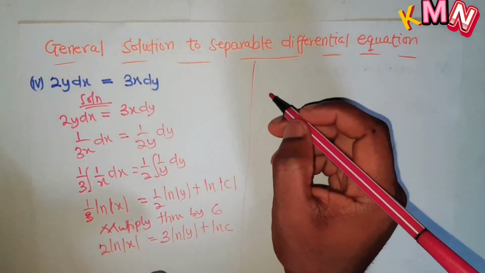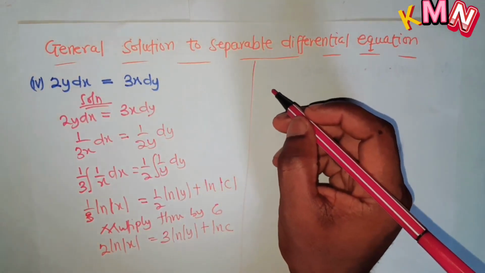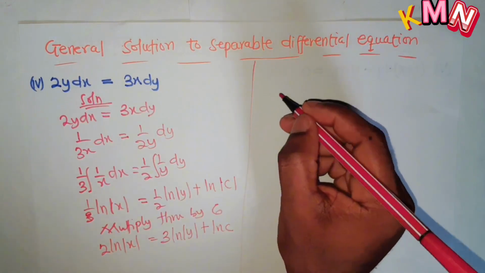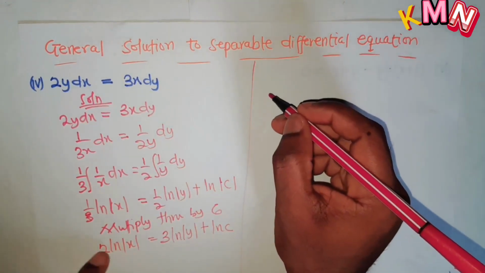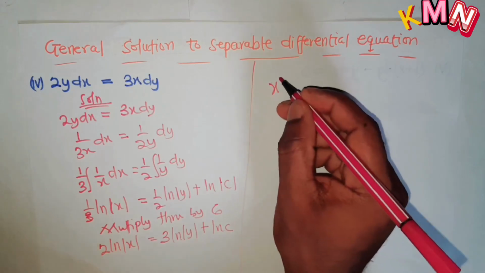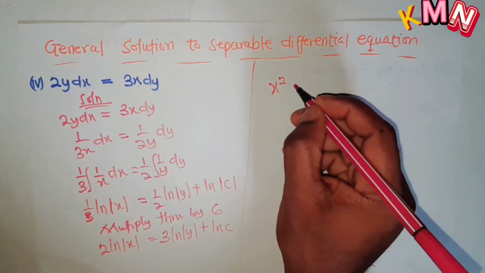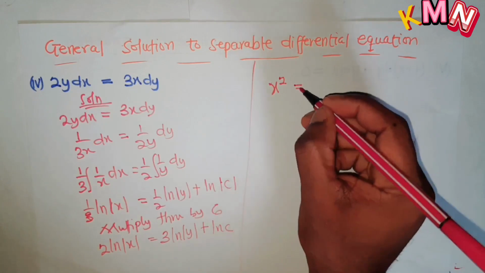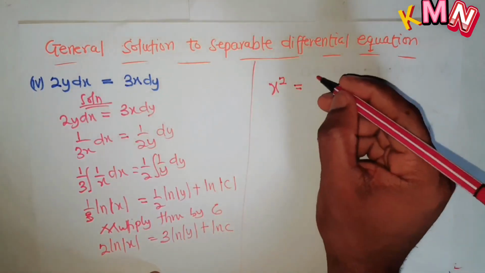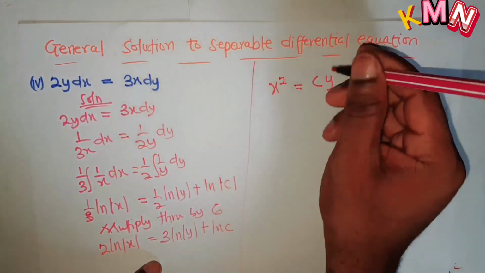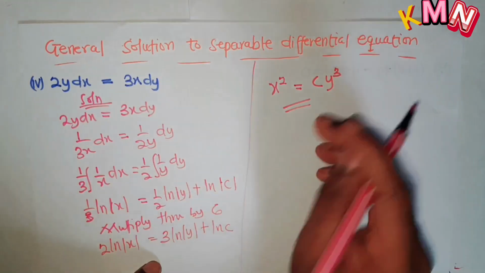And I can put this one there, and that can give me this logarithm. So this can go over there, and that will give me x squared equals c times y, and the 3 here can be a cube, so cy cubed. So that is the answer.